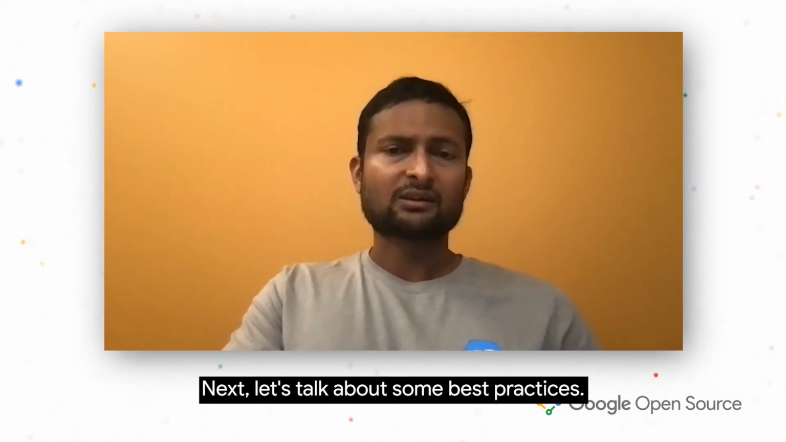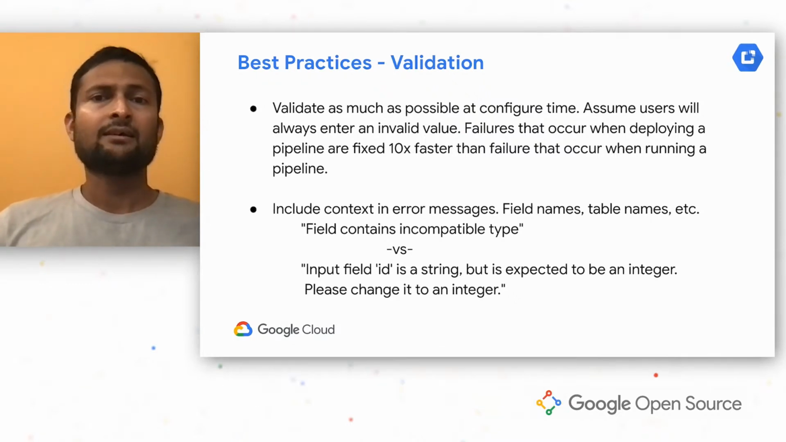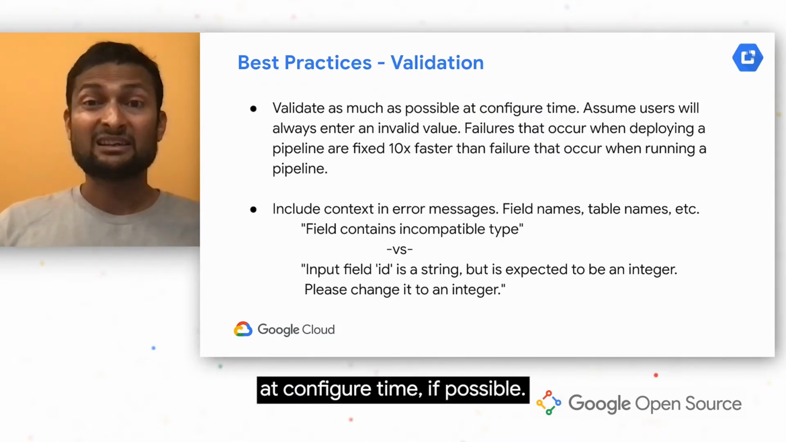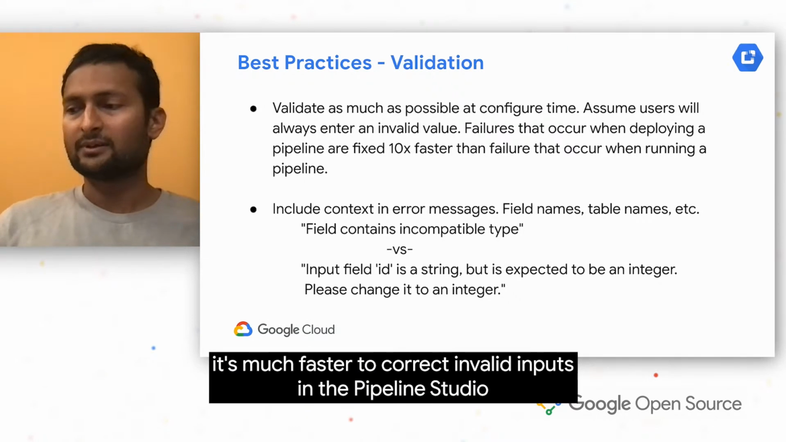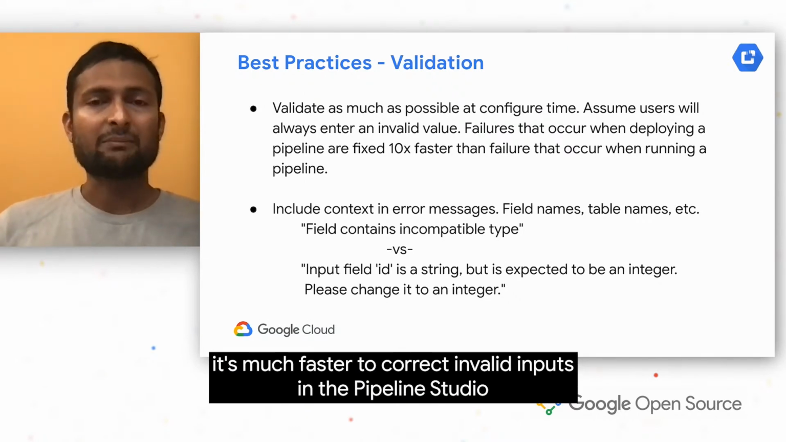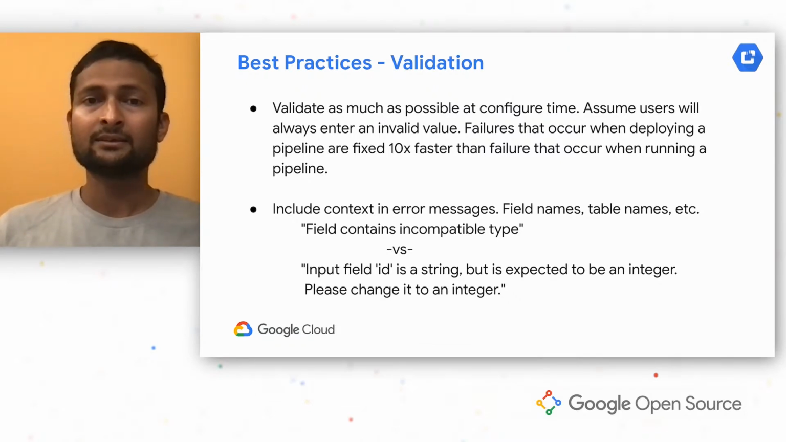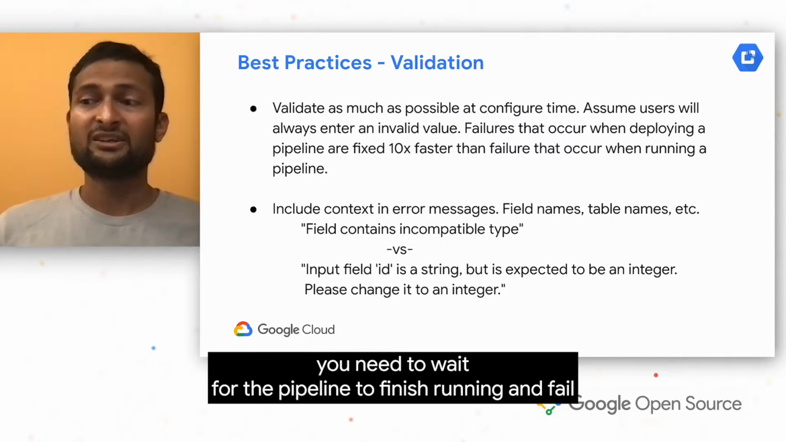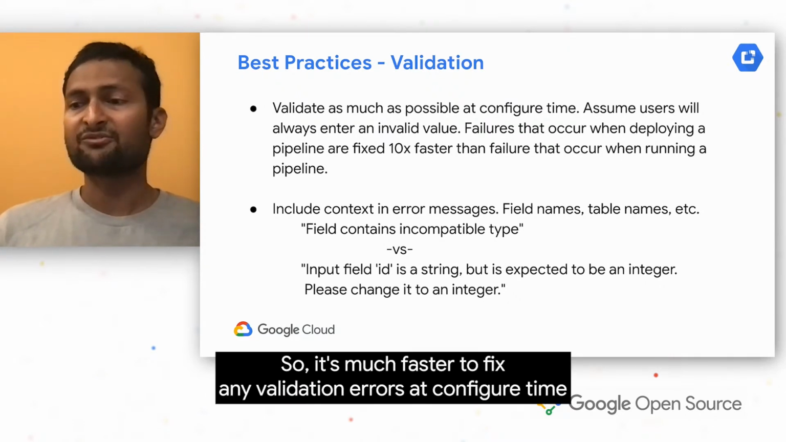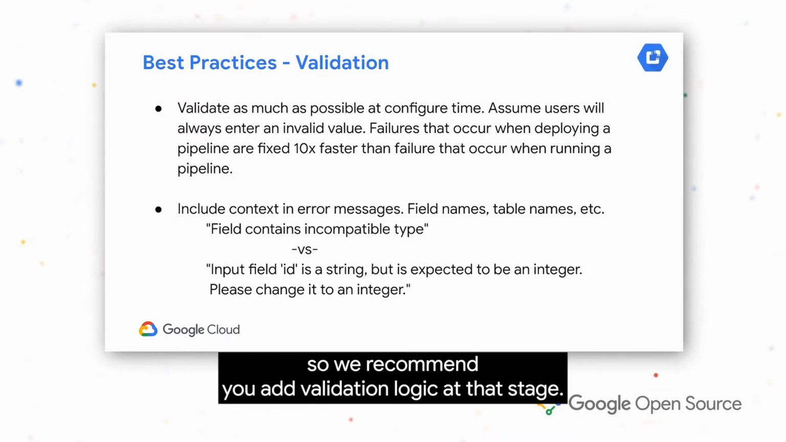Next, let's talk about some best practices. So we recommend that you validate your input configuration at configure time if possible. This is because it's much faster to correct invalid inputs in the Pipeline Studio, because the UI gives you an immediate indication of where the error happened and how to correct it. On the other hand, if your error is detected at runtime, you'd need to wait for the pipeline to finish running and fail, which can take several minutes. So it's much faster to fix any validation errors at configure time. So we recommend you add validation logic at that stage.